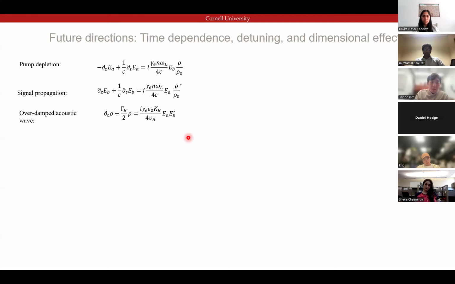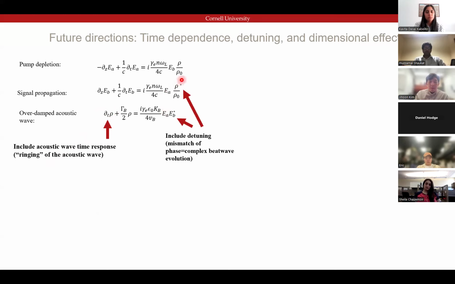Actually, that's most of what I have for this, but just for future directions, I don't know if anyone noticed, but this term disappeared magically. And this is a good approximation when the damping is very strong, which is typically where all these excimer-like stimulated Brillouin scattering experiments operate. But at some point, this term will grow and it'll cause a ringing of the acoustic wave. So it's worth investigating that at some point. And then we didn't include phase mismatch. So this leads to more complex beat wave evolution, and we haven't addressed that either.